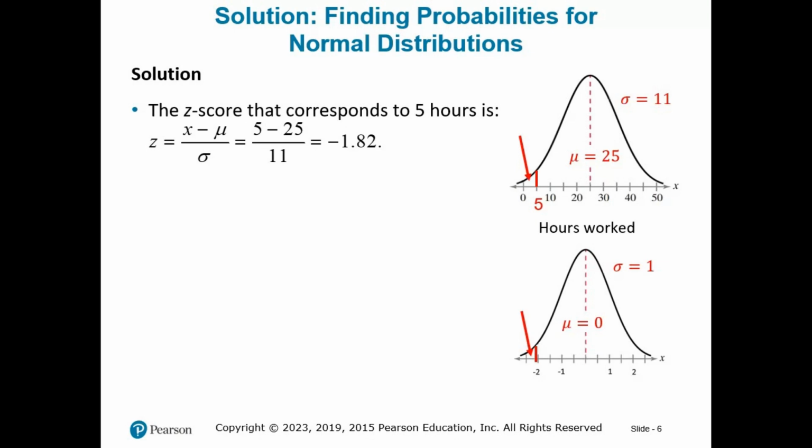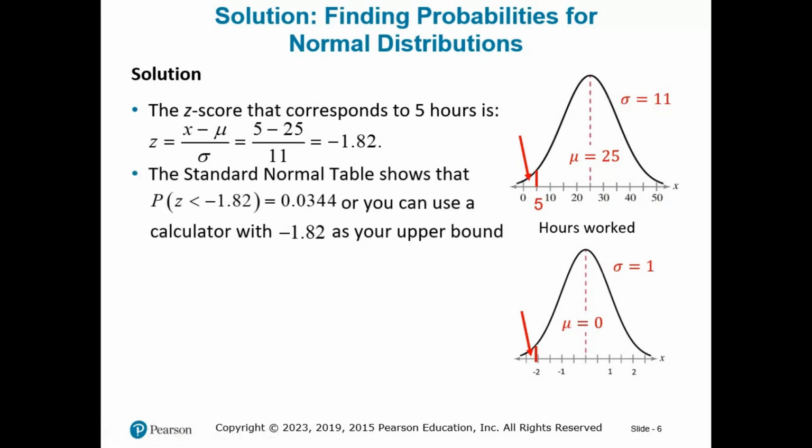So negative 2 would be here, and negative 1.82 would be right under it. So we're talking about the same space as the graph above. Okay, so let's figure out the area. You could use the standard normal table or a calculator to find it. If you use the calculator, remember to use the normal CDF function and use a large negative number as your lower bound and negative 1.82 as your upper bound, and 0 as your mean and 1 as your standard deviation.